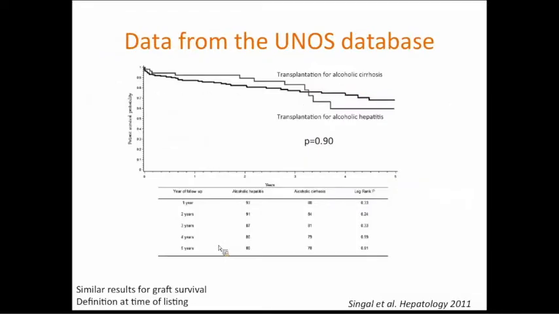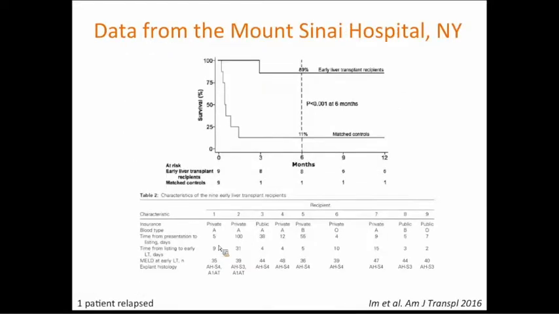We also have data from the UNOS database published by Ashwani Singal 6 years ago. Good results, no difference between alcoholic hepatitis and alcoholic cirrhosis, and the outcome for the graft was the same. At that time, alcoholic hepatitis was defined at time of listing, which is different. It's encouraging data. And of course, these are data from Mount Sinai Hospital. Very good impact of liver transplantation on short-term survival in those 9 patients who were included in the study.